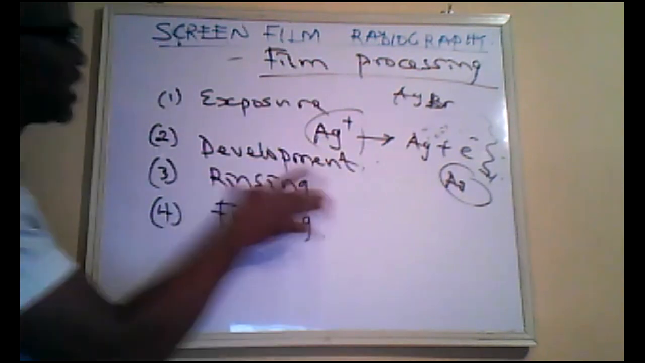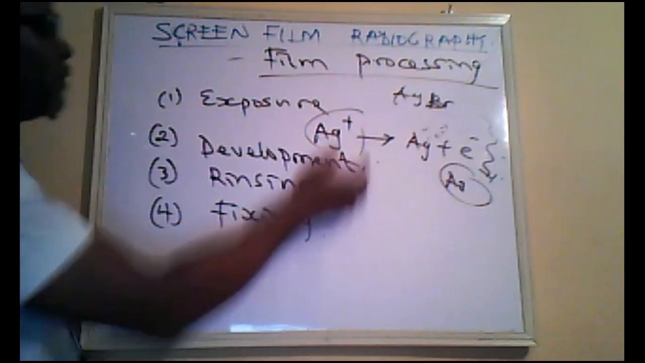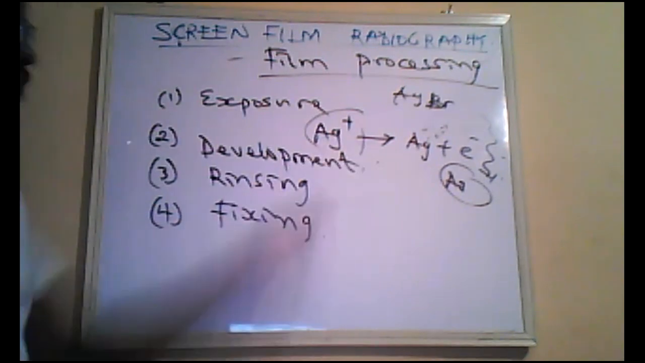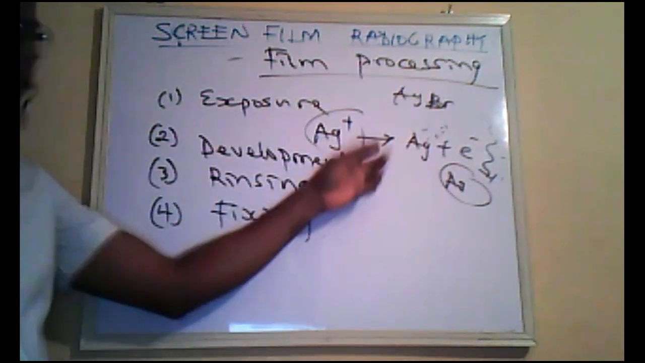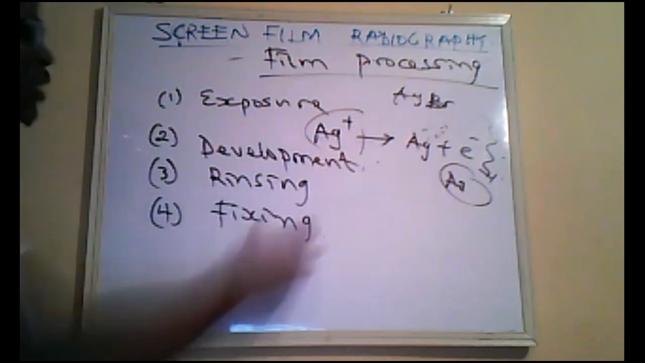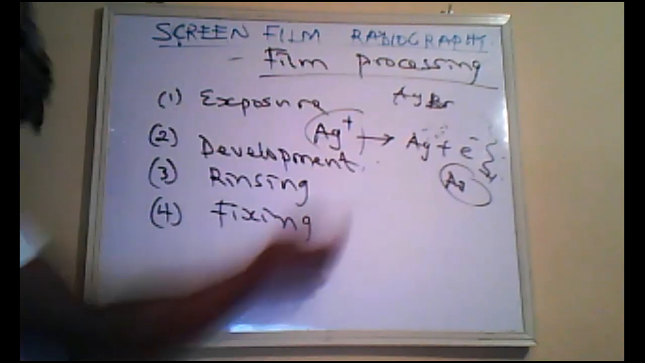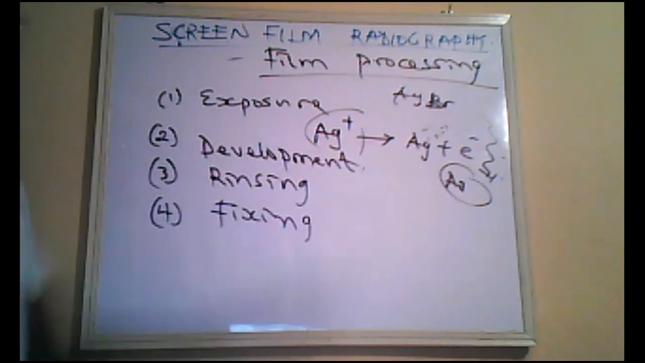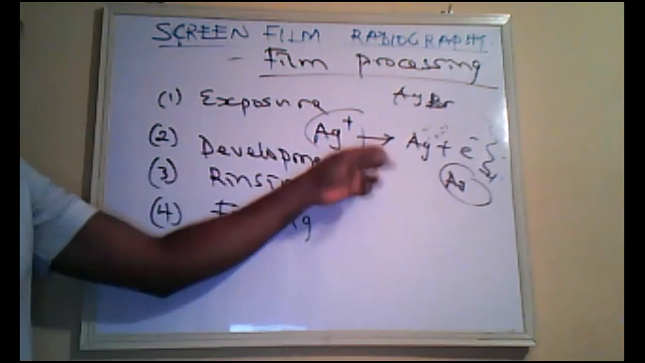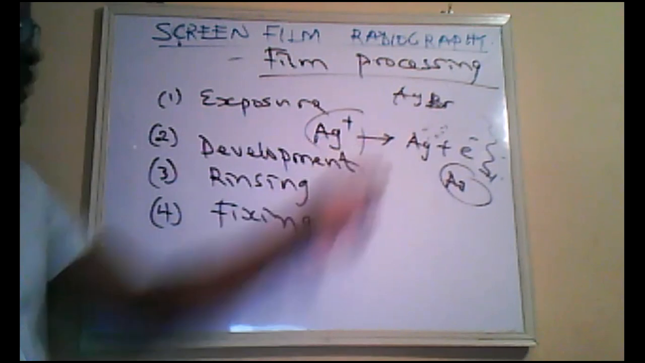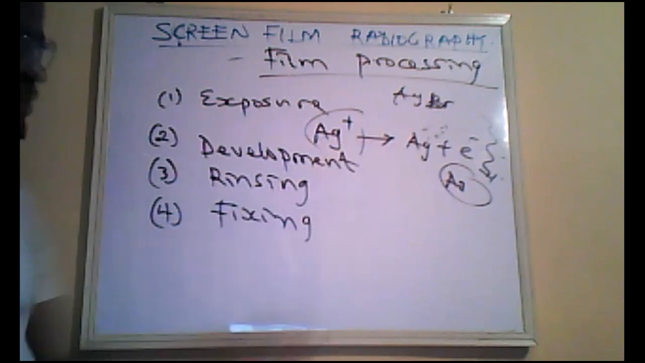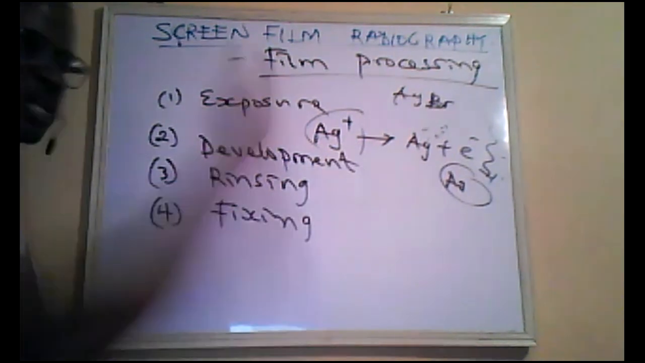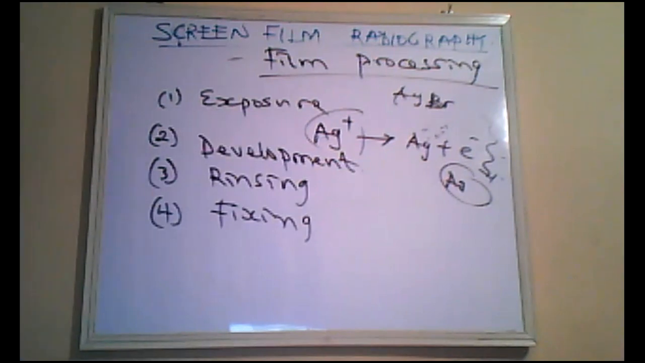But this rinsing has got to be there, because if we don't rinse this one in flowing water to wash out this developing chemical, it will come and neutralize the fixing solution. The base here will also neutralize this fixing agent, so the fixing agent will no longer be very effective in fixing.